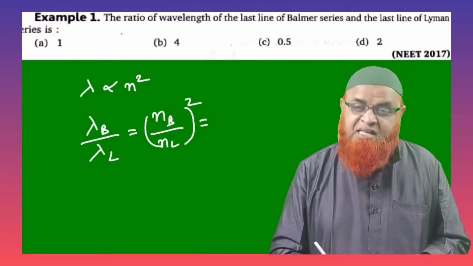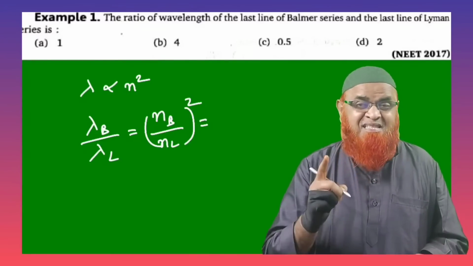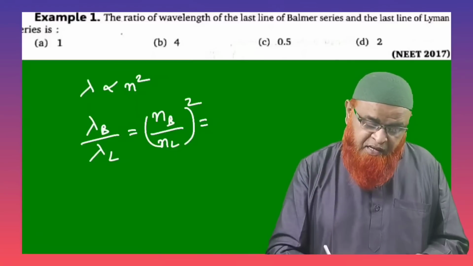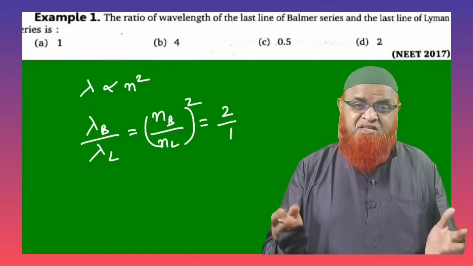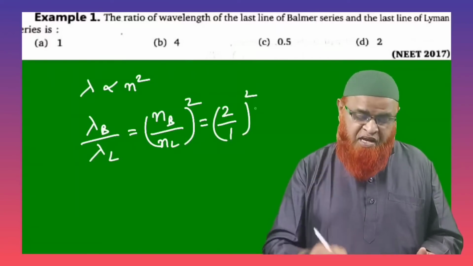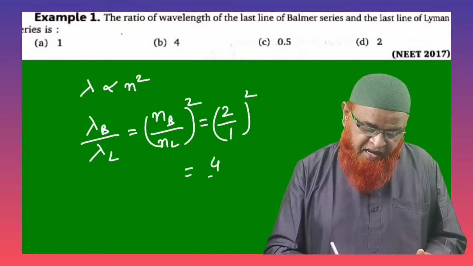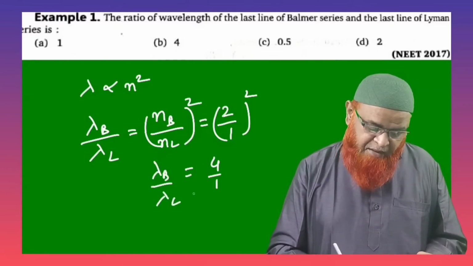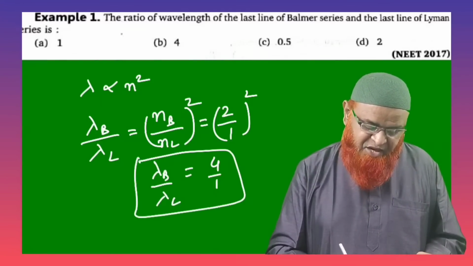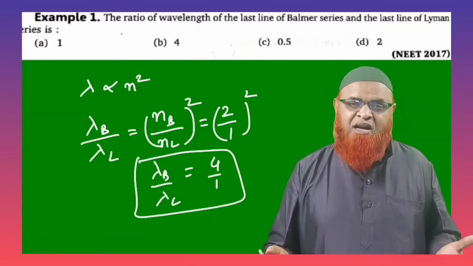And this can also be written as, you all know that Balmer is considered as second, so the principal quantum number is going to be 2, and Lyman is taken as first, where n equal to 1 here. Then this is going to be whole square, and this can also be written as 4 by 1. Therefore lambda Balmer by lambda Lyman is considered to be 4:1 or 4 by 1.